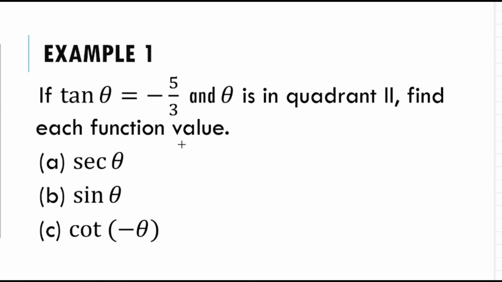Okay, so first of all, we can use the Pythagorean identity. You can also use a right angle triangle if you want, but we use an identity that relates the tangent and secant function. Since we are looking for secant, let's use an identity that relates tangent and secant. We have tan theta equals -5/3. Theta is in the second quadrant.